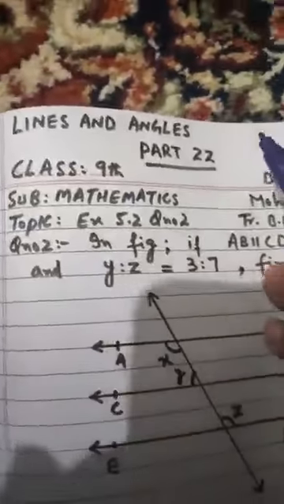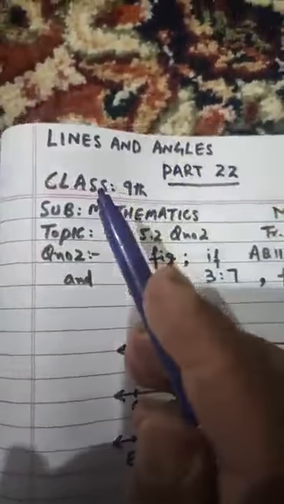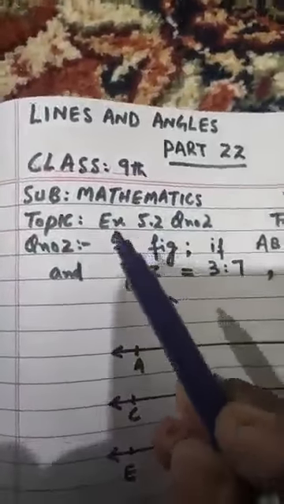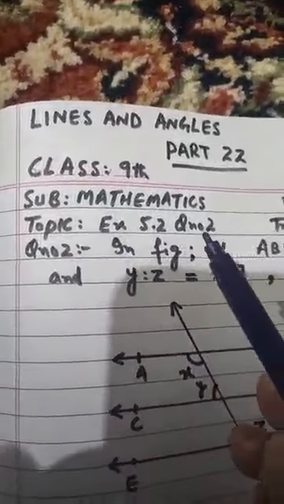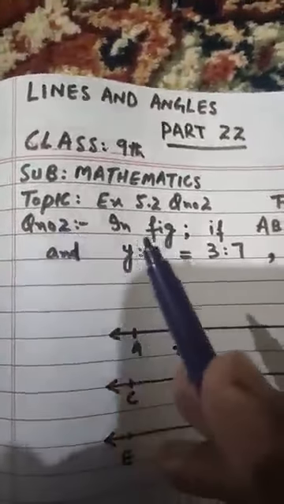Now we are in lecture number 22 from the chapter Lines in English, in 9th class mathematics, exercise 5.2, question number 2. Let's read out question number 2.